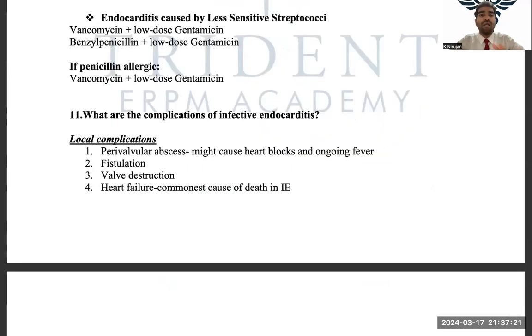Okay. And what are the complications of endocarditis? This they do ask. So there are local and systemic complications. The local complications are perivalvular abscesses that might cause heart block. This is a famous question.